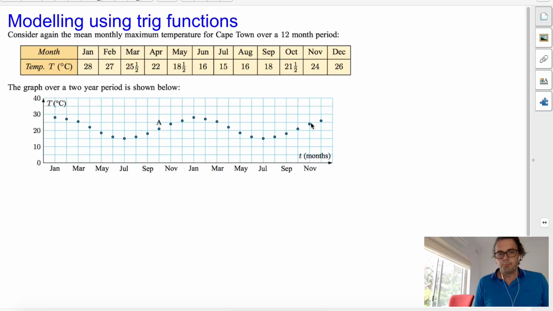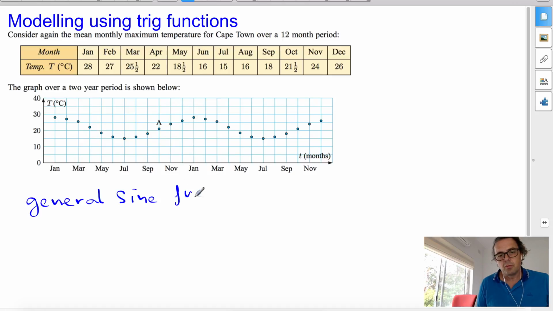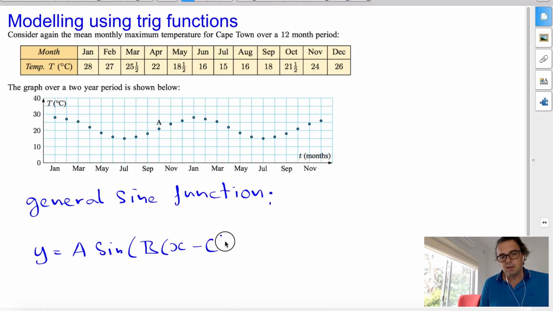Now the way to do that is to use the general sine or cosine function. And here we're going to use the sine function. That's an arbitrary choice really. So the general sine function is as follows. Of course you know the sine function is y equals sine x. But in this case we will extend it a little bit. We will say y equals a sine of b times (x take c) plus d.